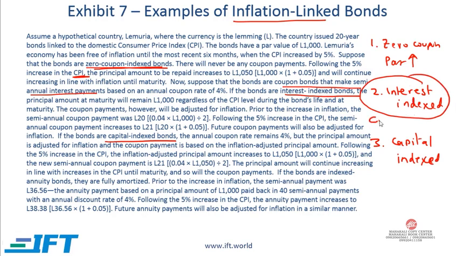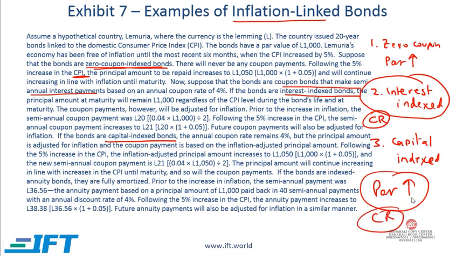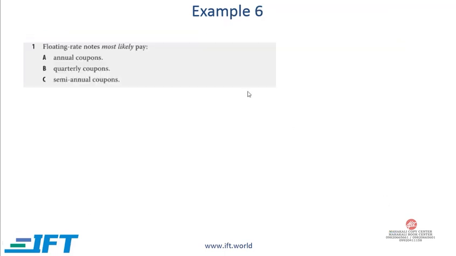Here the coupon rate is adjusted based on inflation. And then the third category is a capital indexed bond. Here the principal amount is adjusted based on inflation, but the coupon rate remains the same. But notice that if the par value is adjusted based on inflation and the coupon rate remains the same, when we multiply the coupon rate by the par value, the amount of money that the investor gets is obviously going to be higher. Now let's look at some questions from example 6.